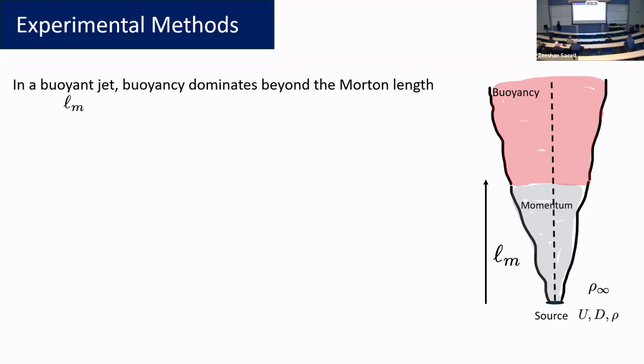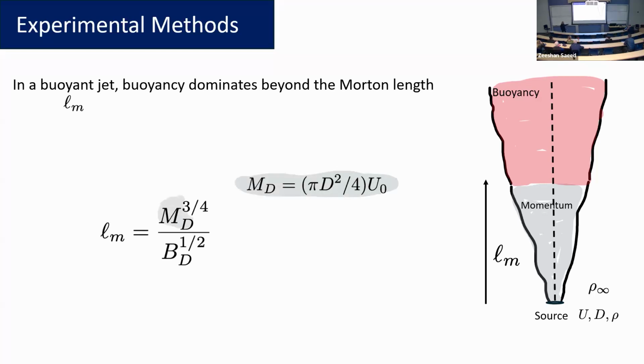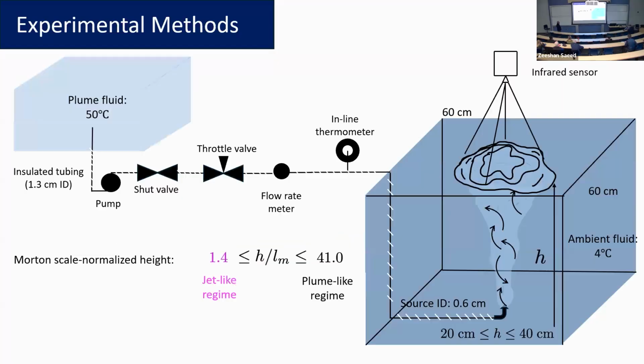What this length scale essentially is, is a source-determined length scale based on the momentum flux at the source and the buoyancy flux at the source. So it's basically the relative influence of buoyancy and momentum that's been set by the source conditions. This is what this length scale is helping me characterize. So based on the setup of the test conditions, my conditions range from a very jet-like regime to a plume-like regime. Okay, so there was a good mix of conditions.